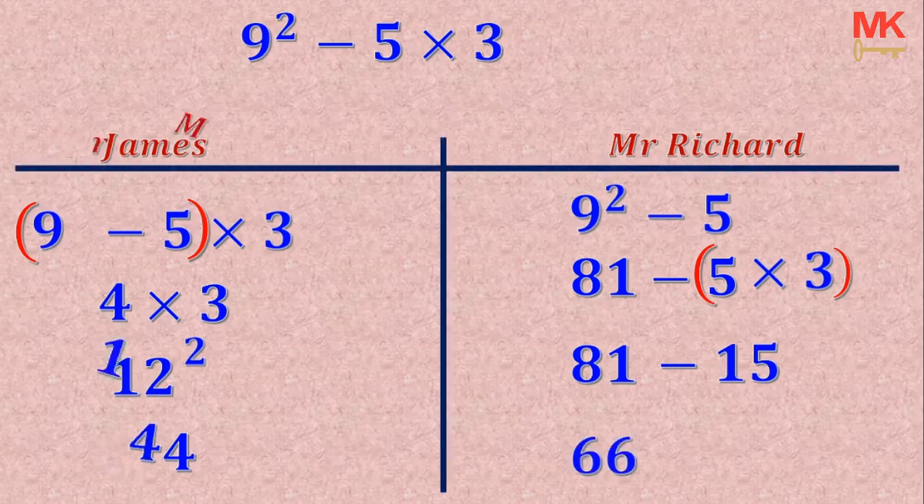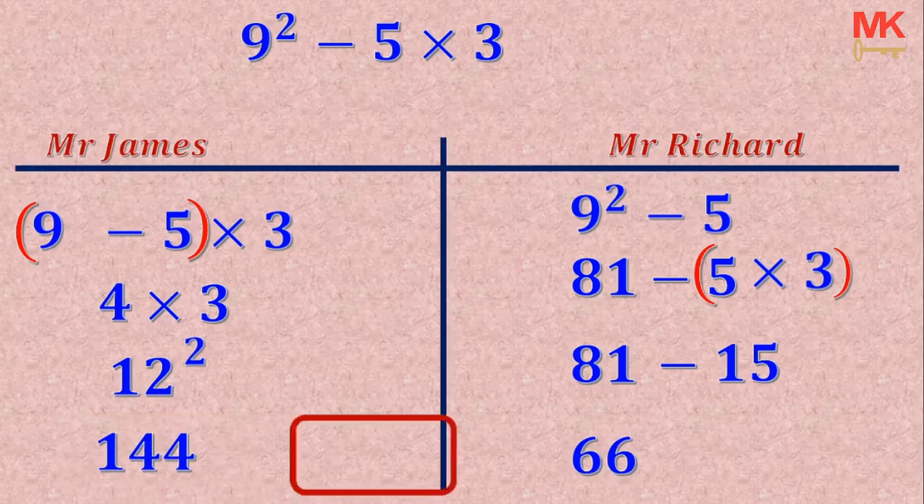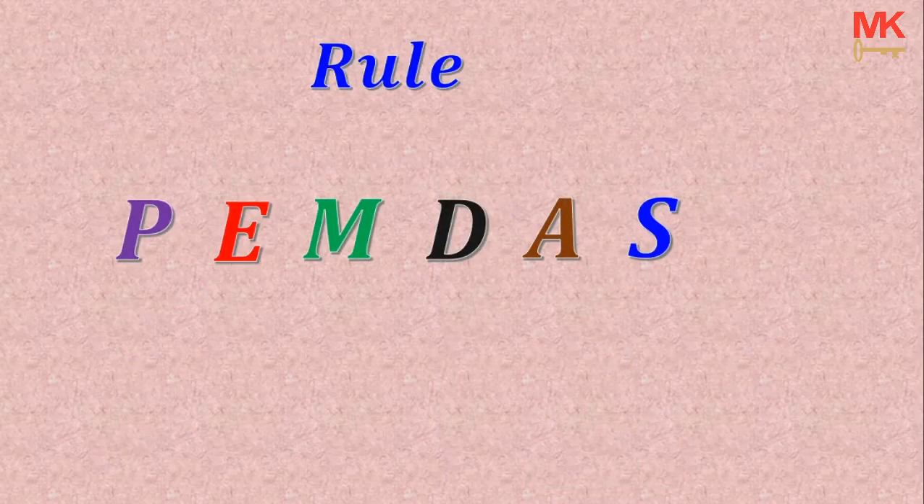Of these two friends, Mr. Richard and Mr. James, who is correct? Are we going to say that 144 is correct or 66? And that's the big question. Now, for us to do this, we have to apply a rule called PEMDAS. The word you see, PEMDAS, is just an acronym.